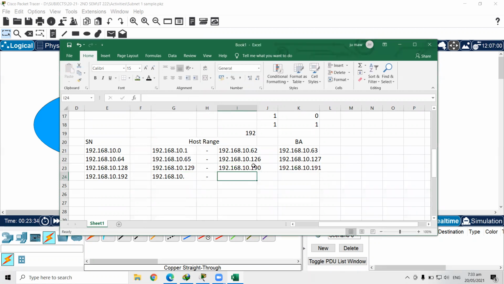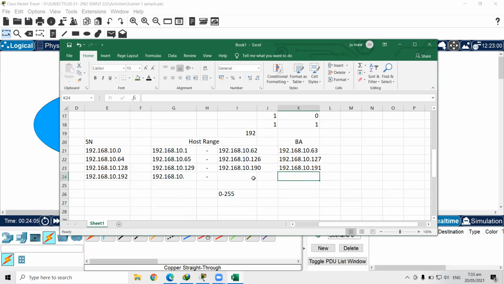190. Tama? Okay, next. Ito, sir. Ano kung malalaman yung broadcast nito? Last na siya. Wala namang next. Again, the value of the octet is from 0 to 255. So, what is the value after 192? Since last na siya, the value will be 255. And that will be your broadcast na.